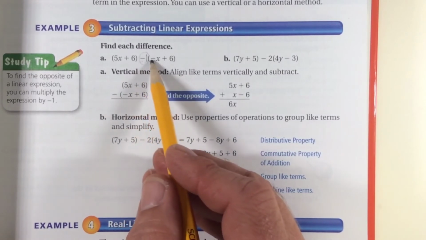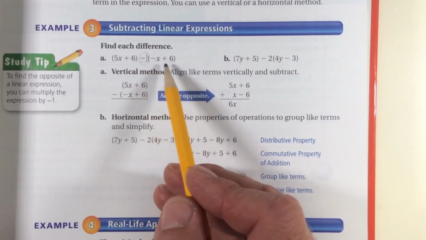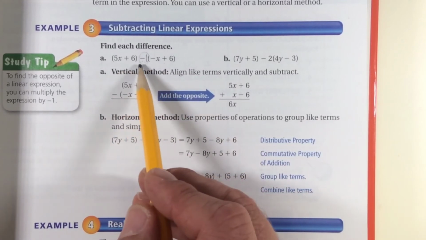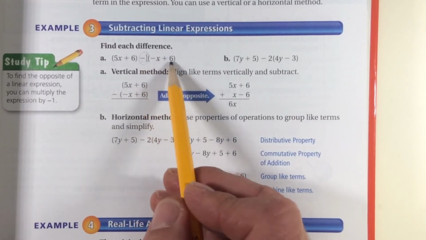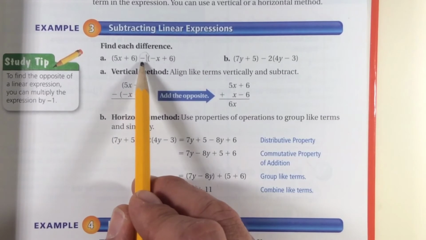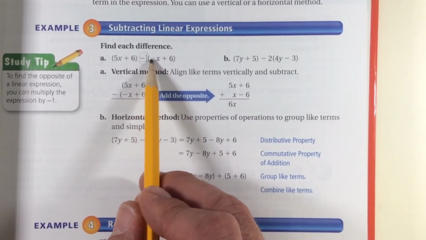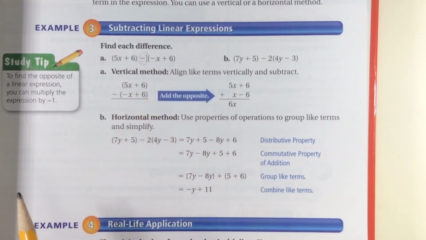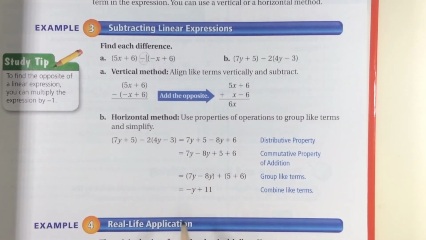Negative 1 times negative x leaves me with positive x. And negative 1 times positive 6 leaves me with negative 6. Okay, so that's how we distribute a negative 1. When you distribute a negative 1, really all you do is change the sign of each thing inside. Because your 1 times x is just x, negative times a negative is a positive. 1 times 6 is 6, a negative times a positive is a negative. Okay, so we're going to look at this one because it's the one they show us horizontally.